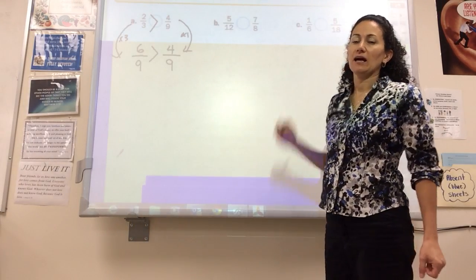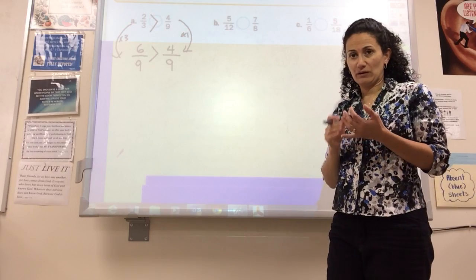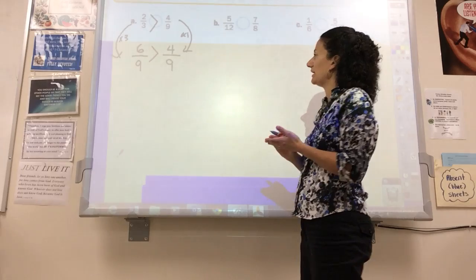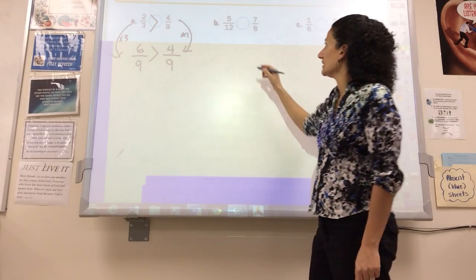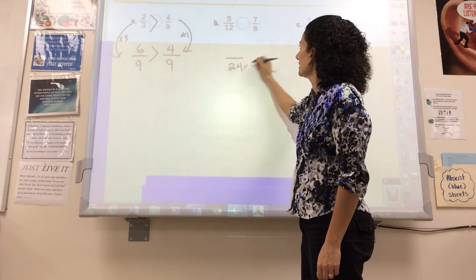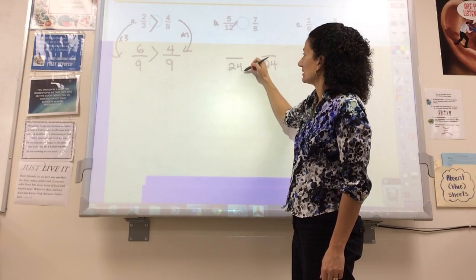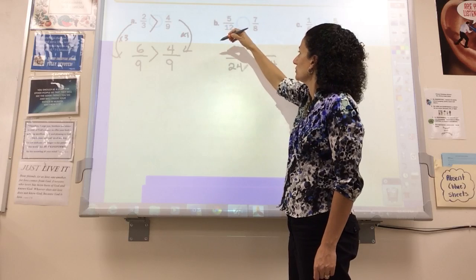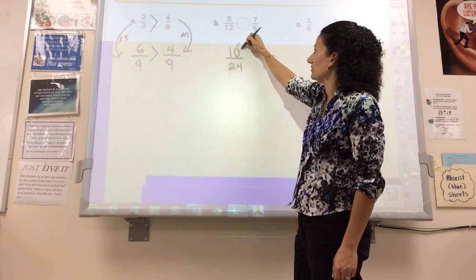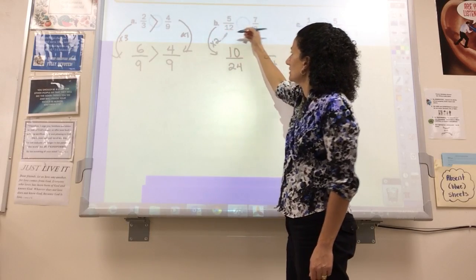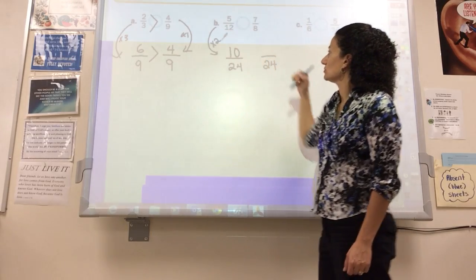12 and 8. A common denominator for 12 and 8. Now we know our times tables. What's the smallest number you can think of that both 12 and 8 go into? Hopefully you got 24. 12 times 2 is 24. 5 times 2 is 10. So my numerator here is changing to 10. Again, all I did was multiply by 2, because 12 times 2 is 24.